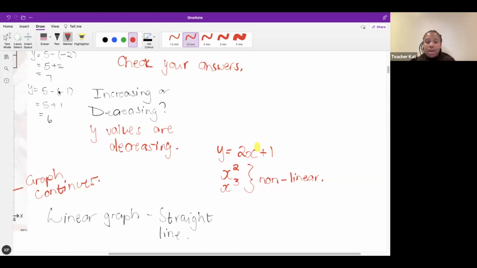And guys, don't get confused by the numbers that come after this. Don't get confused by +1. +1 just means take your straight line graph and move it 1 unit up, but it is still a straight line graph. Okay, it's still a straight line graph. You're just moving it up or down.